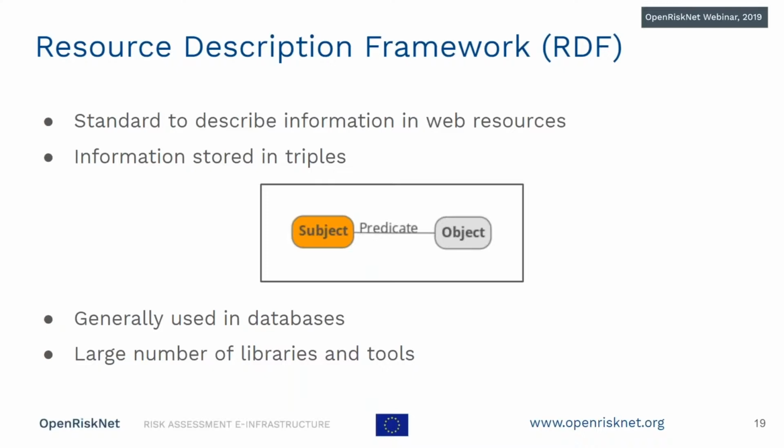Briefly describing RDF, standing for Resource Description Framework, it is a standard to describe information in web resources, and all information is captured in this system of triples. As seen in this figure, a triple consists of a subject, being the main component that you describe, a predicate, being the relationship towards an object, which is basically the property of the subject. This RDF is generally used in databases, and there is a large number of libraries and tools that use this kind of framework.